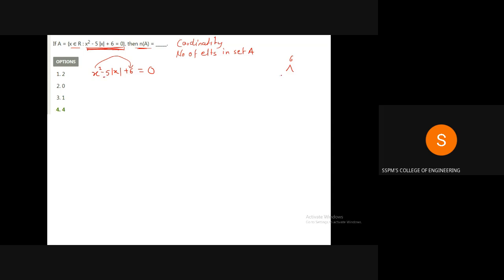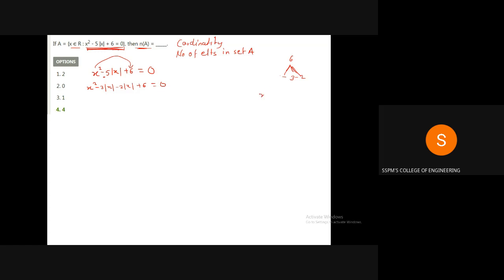We have the factors are minus 3 and minus 2. So we can write x square minus 3 mod x minus 2 mod x plus 6 is equal to what? It is 0. So again, instead of x square we can take out x square, can be written as what?